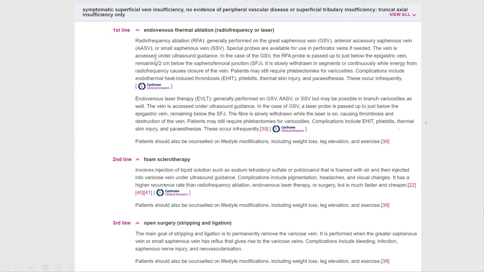Then, as the UK guidelines said, if ablation is unsuitable or unavailable, we will go for foam sclerotherapy. But surgery is the third or last line. Open surgery means stripping and ligation. The main goal of stripping and ligation is to permanently remove the veins with the varicosities. It is performed when the great saphenous vein or small saphenous vein has reflux that gives rise to these varicose veins, so you remove the diseased vessels with reflux.